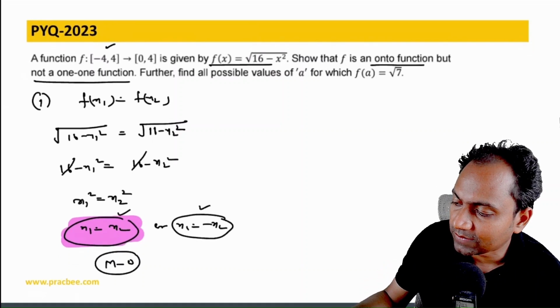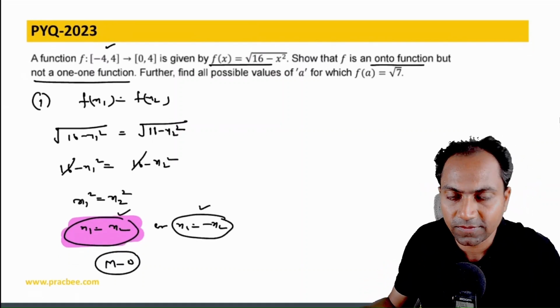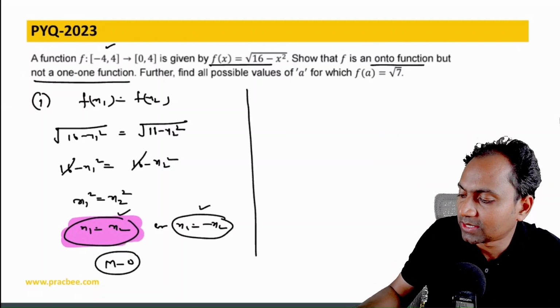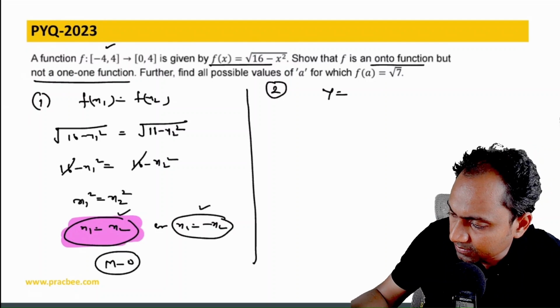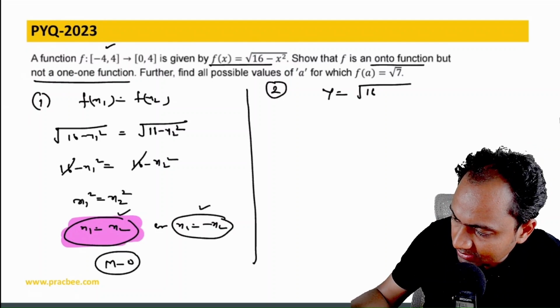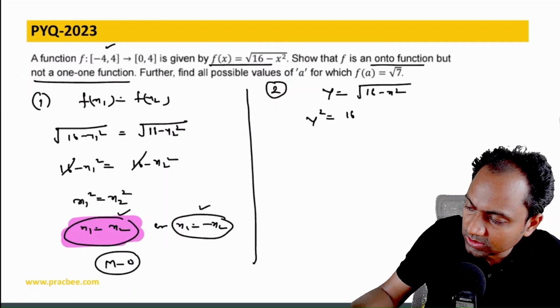Now another thing that we want to observe is the onto nature. For that we need to find the range of this graph. So in order to find range, what is the technique here? Now I can draw a graph. If I take y, it is 16 minus x square, and if I square it, y square is equal to 16 minus x square.